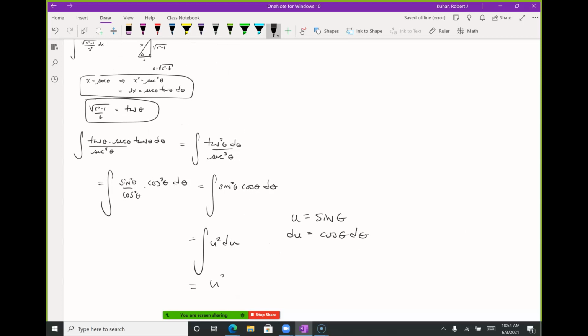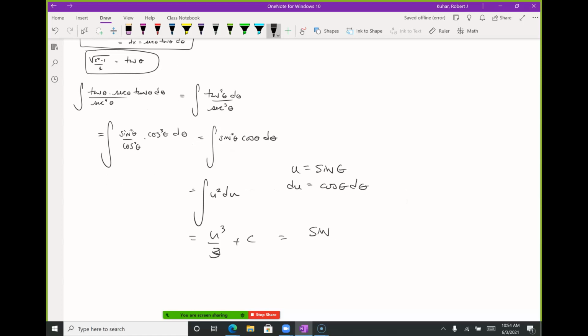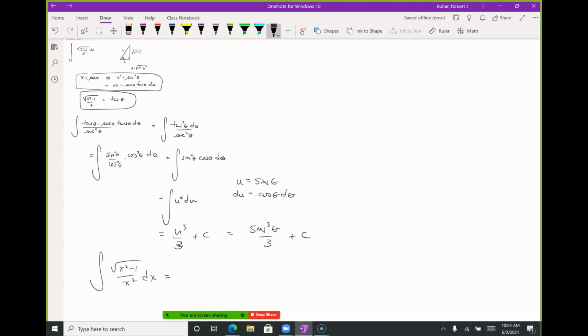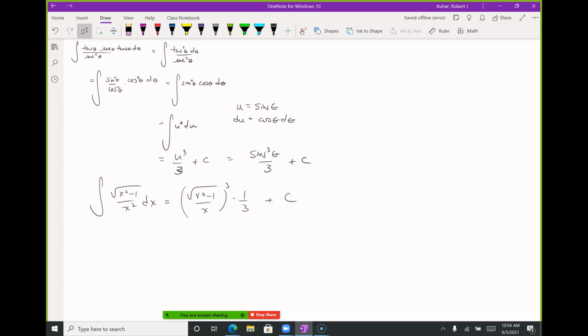So what do I get here? I get u cubed over 3 plus c. And u is sine, so sine cubed. So now my original problem, the integral of square root of x squared minus 1 over x squared dx, I'm going back to my triangle. Sine is the square root over x, right? So square root of x squared minus 1 over x, all cubed, times a third plus c. And the book will probably write it as x squared minus 1 to the 3 halves over 3x cubed.